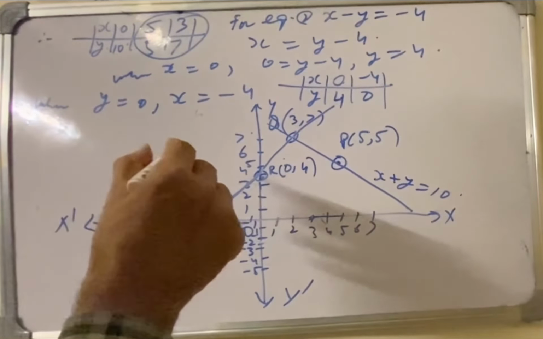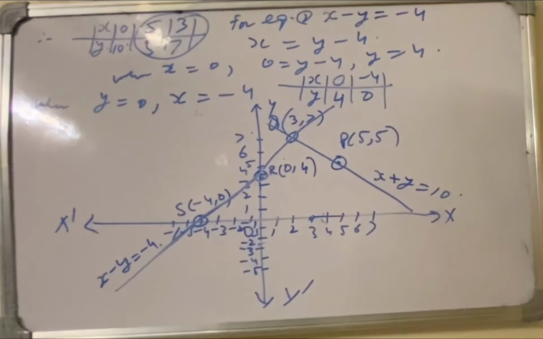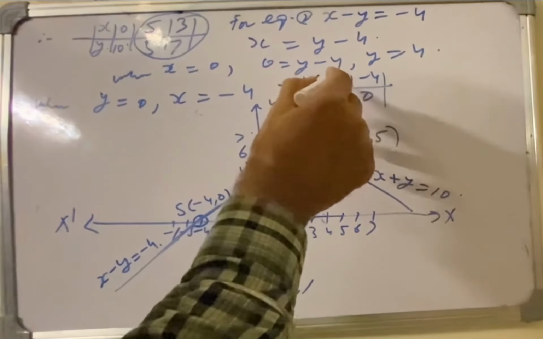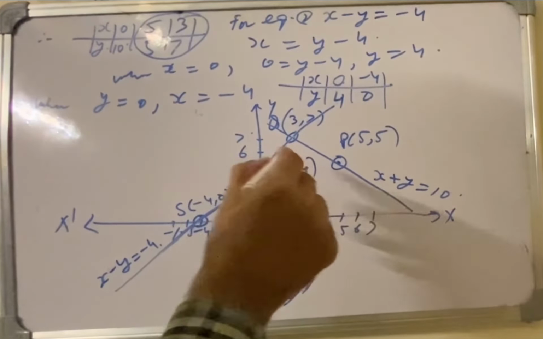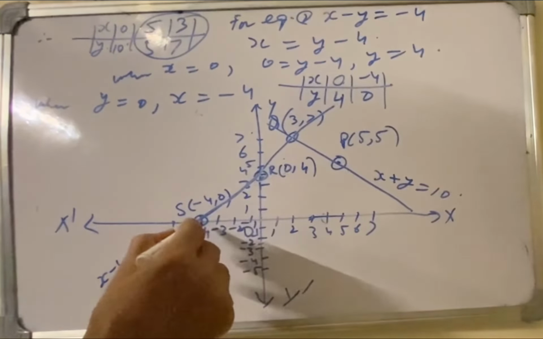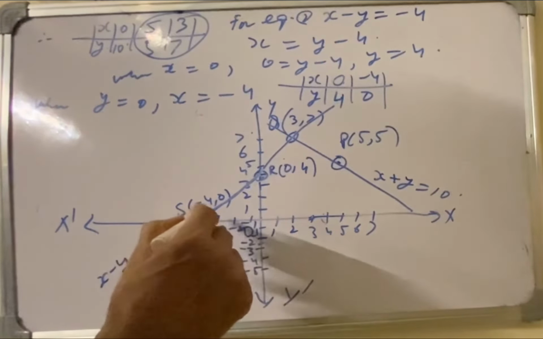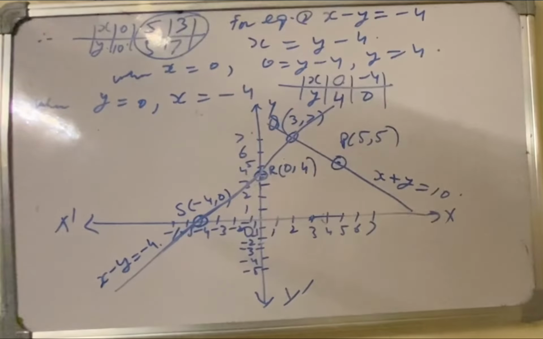Similarly, we shall join these two points P and Q to get the PQ line. So this is the line for x plus y is equal to 10. Then we shall draw the point R (0, 4), x 0, y 4. And the second point for this is x minus 4, y 0. So we have joined these two points, R and S, and we get line RS for the equation x minus y is equal to minus 4.